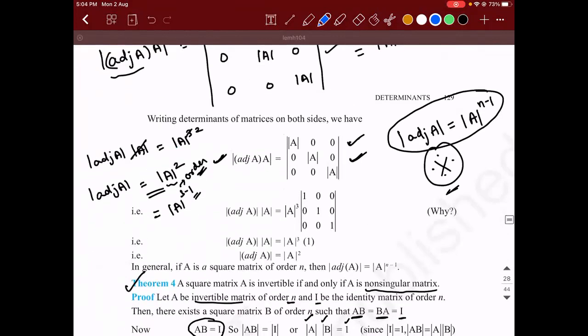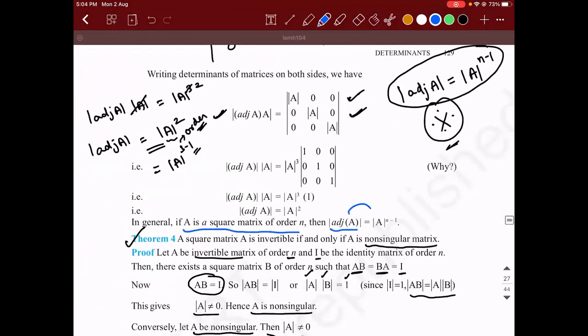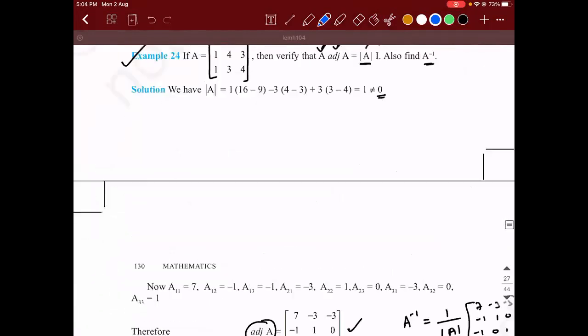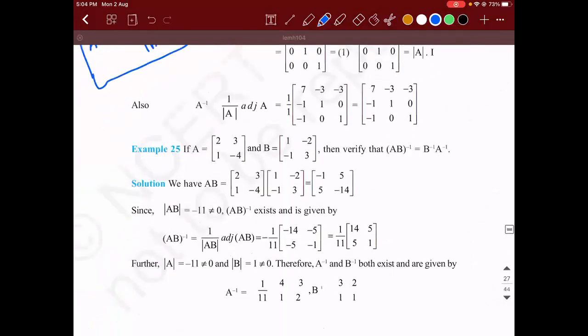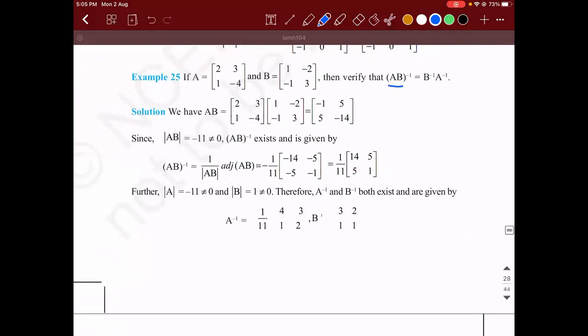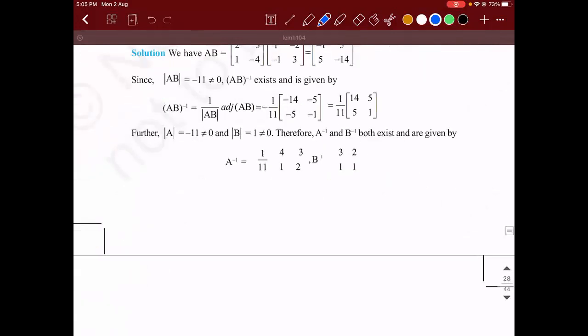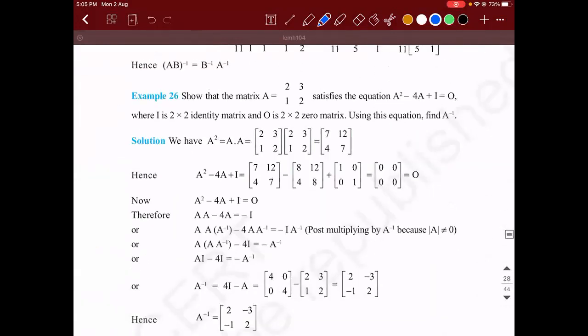So I hope you guys remember this formula. If A is a square matrix of order n, then the determinant of adjoint of A is equal to determinant of A raised to the power n minus 1, where n is the order of the matrix. Similarly, AB the whole inverse is equal to B inverse into A inverse, right? Next.